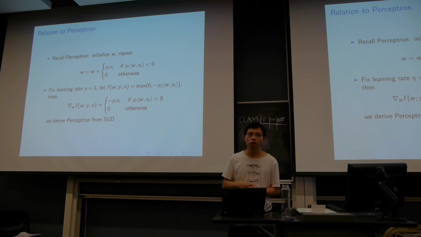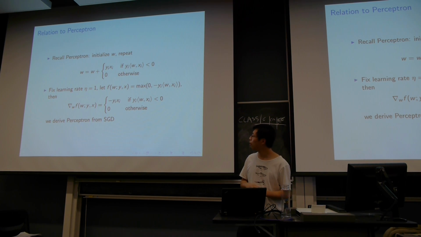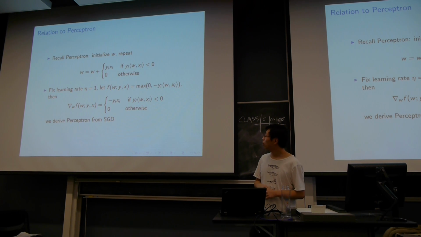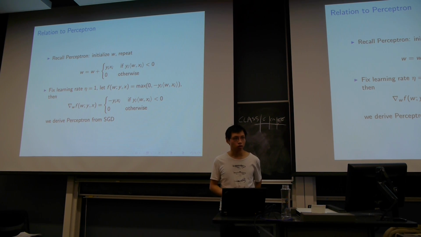Now for SGD, you fix the learning rate eta equal to 1. And the loss function is f(w; xi) equals max of 0 and minus yi times w times xi. In that case, you calculate the gradient of f. If you do not make a correct prediction, that is yi times w times xi is less than 0, you get the gradient minus yi times xi. Otherwise, you get 0. So put this back, you get the perceptron. So far, so good.